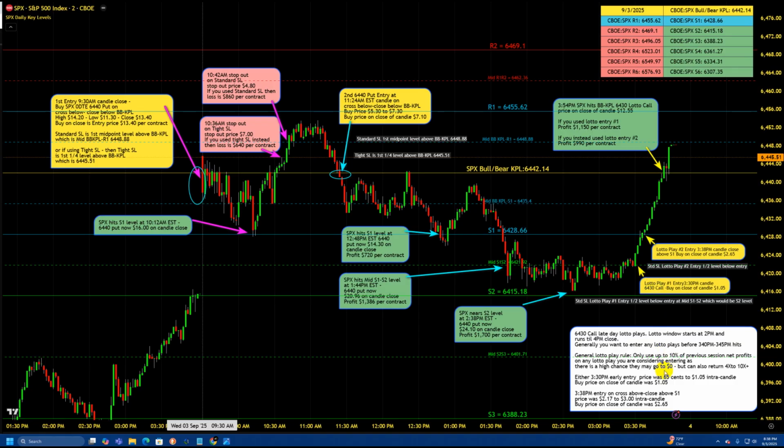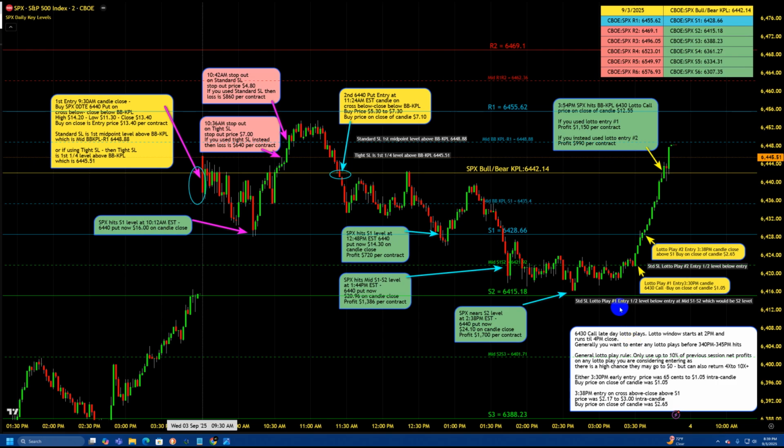Okay, and the reason for that is because you don't want to jeopardize profits that you made earlier if you're going to jump into a lotto play later, because there is a chance that they will go to zero. That's why they're called lotto plays, but they can return 4x to 10x, and many times 15 to 20x, and sometimes as much as 40x or more. But they also have a good chance to go to zero, so you never want to put in jeopardy more than 10% of any previous session net profits. If you don't have enough in previous session net profits to buy a lotto play, then you would just not consider them at all.